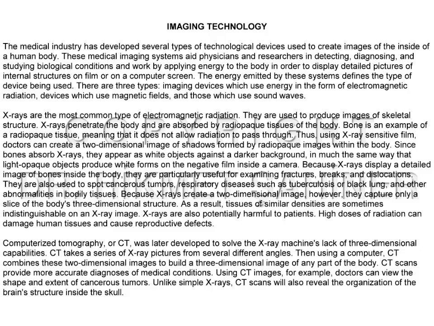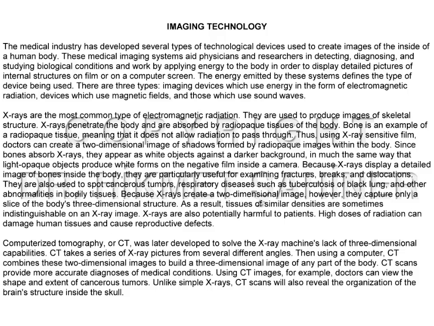There are three types: imaging devices which use energy in the form of electromagnetic radiation, devices which use magnetic fields, and those which use sound waves. X-rays are the most common type of electromagnetic radiation. They are used to produce images of skeletal structure.